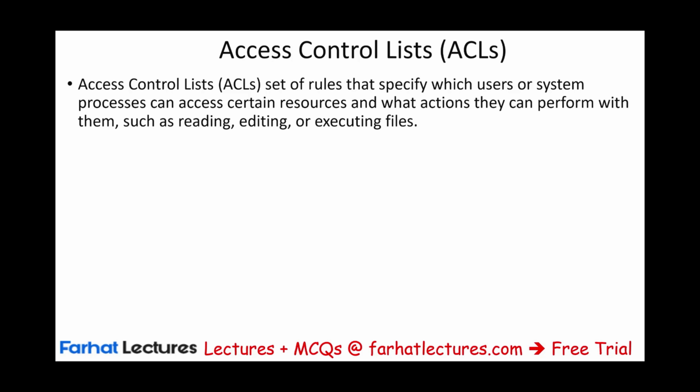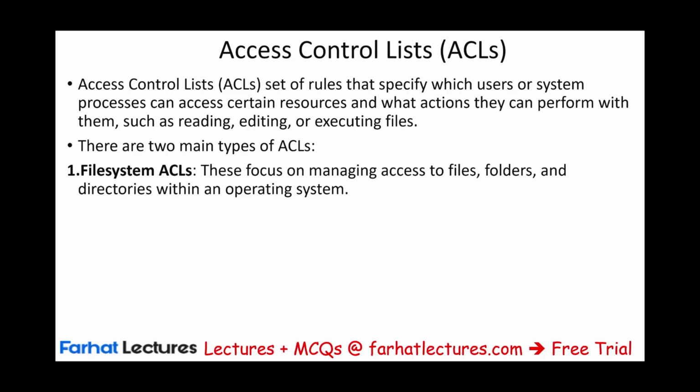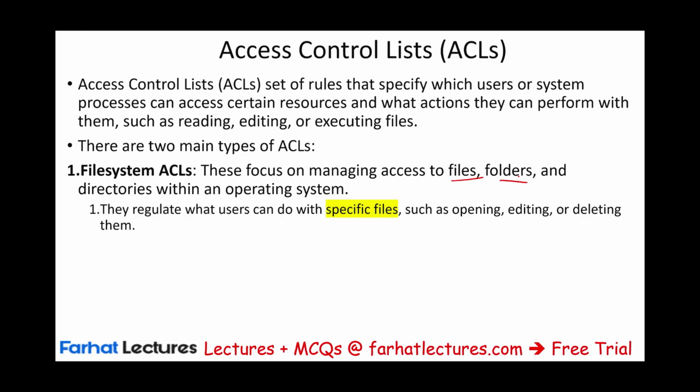And there are two main types of ACLs. We can set access control lists on a file system, so basically giving you access to certain files, folders, or directories, which is also like a folder, but it's an old word for directory within an operating system. They can regulate what users can do with which specific files, such as opening, editing, or deleting them.